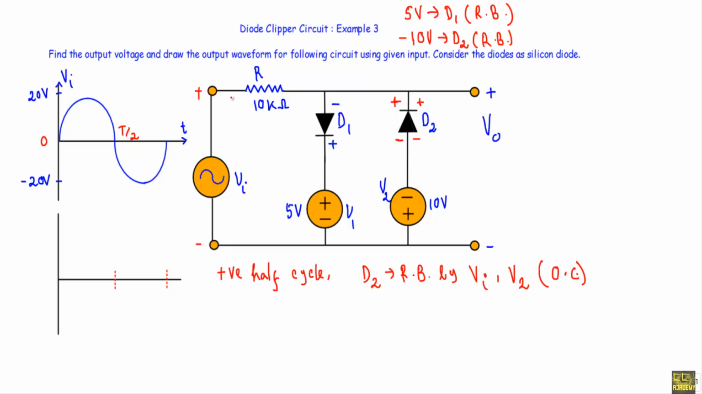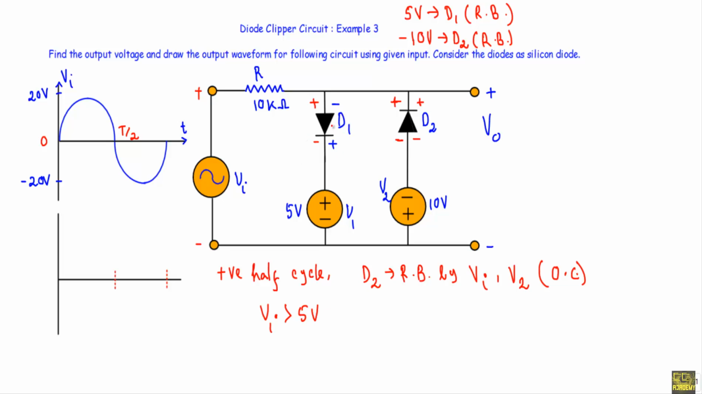Now, this positive terminal is connected with the P side of the diode D1 and the negative terminal is connected with the N side of the diode D1. That means this input voltage Vi is trying to drive the diode D1 in forward bias, but this bias voltage is trying to drive the diode D1 in reverse bias. Therefore, during this positive half cycle, we will have two cases when Vi will be greater than 5 volt.